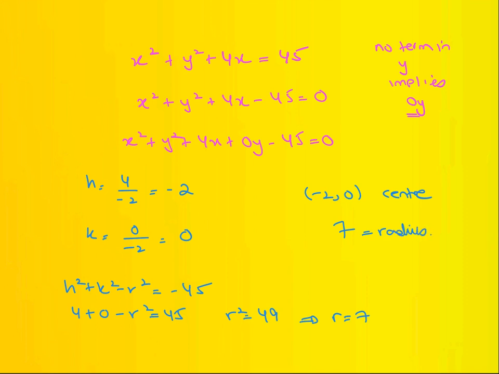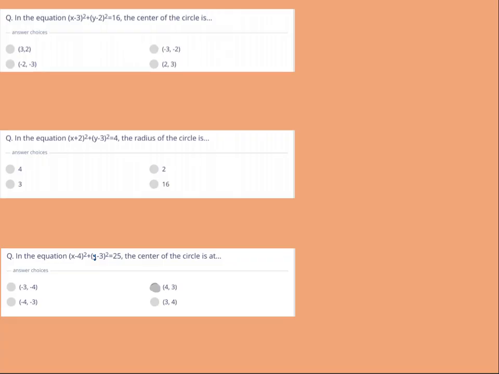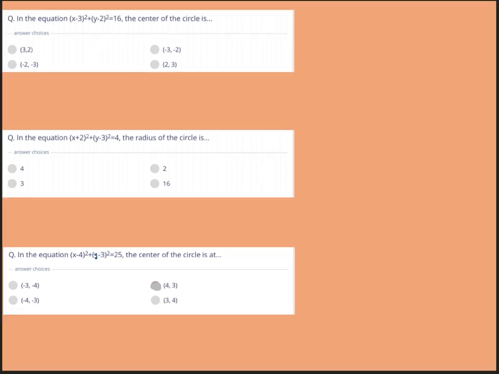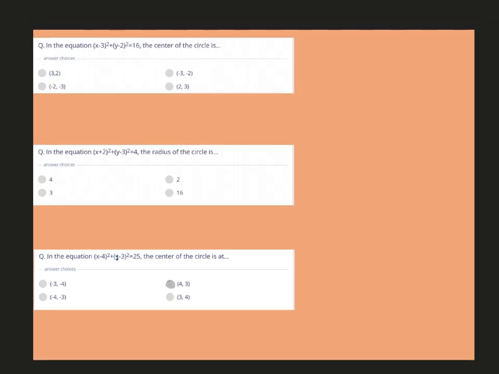So this is all about circles. Let's try some MCQs. Now these are some MCQs on circles. The first one is in the equation, which is right here. You have to identify the center. Now if you remember correctly, the form is x minus h whole square, y minus k whole square. So h clearly corresponds to 3 and k is 2. So the center basically is 3 comma 2, which is the first option.